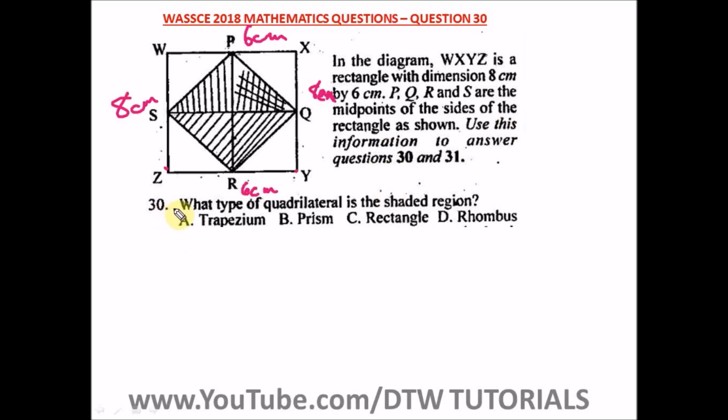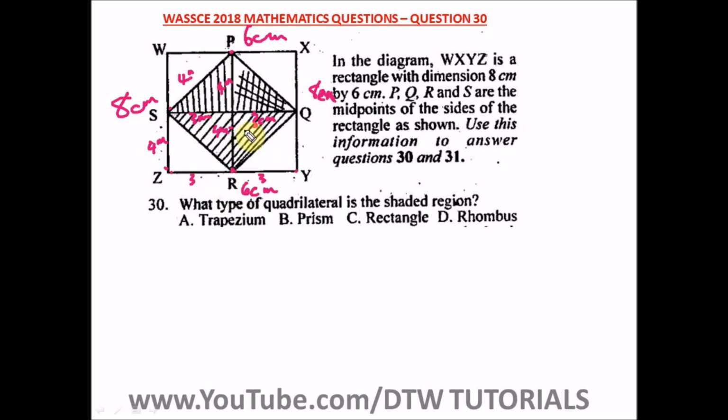Question 30 says what type of quadrilateral is the shaded region? We've been told that P, Q, R, and S are the midpoints of the sides. So this is a midpoint, this is a midpoint. That means from here to here will be 3, and from here to here will also be 3. And from here to here will be 4 centimeter, from here to here will also be 4 centimeter. So this side is 4 centimeter inside here, and this side will be 3 centimeter, and here will also be 3 centimeter.